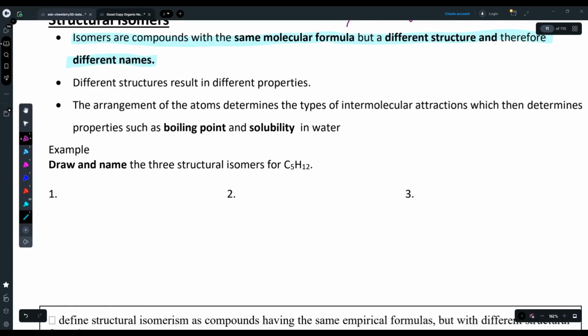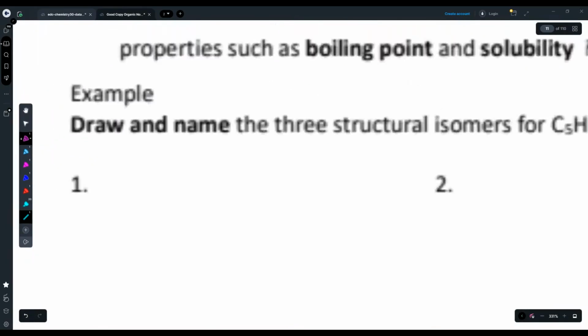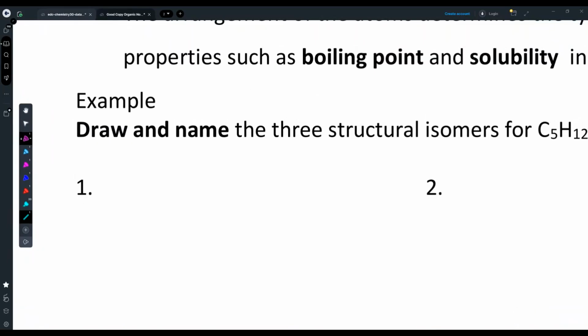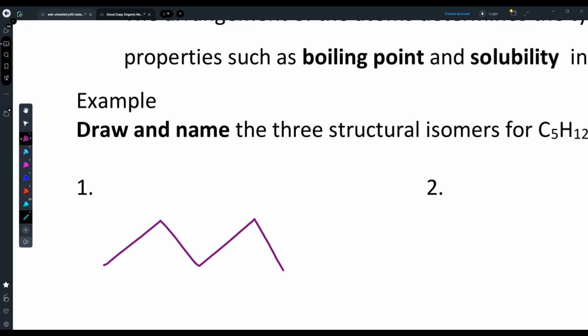So, for example, we're asked to draw and name the 3 structural isomers for C5H12. All right, so the easiest thing that we can draw, and I'm just going to go for line diagrams here. Okay, so 1, 2, 3, 4, 5. So that's 5 carbons there. So I'll make them super clear where they are by highlighting them with these blue dots.